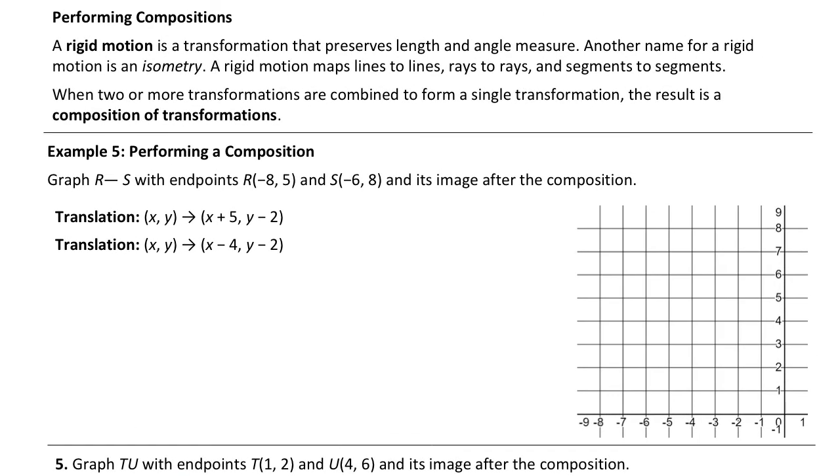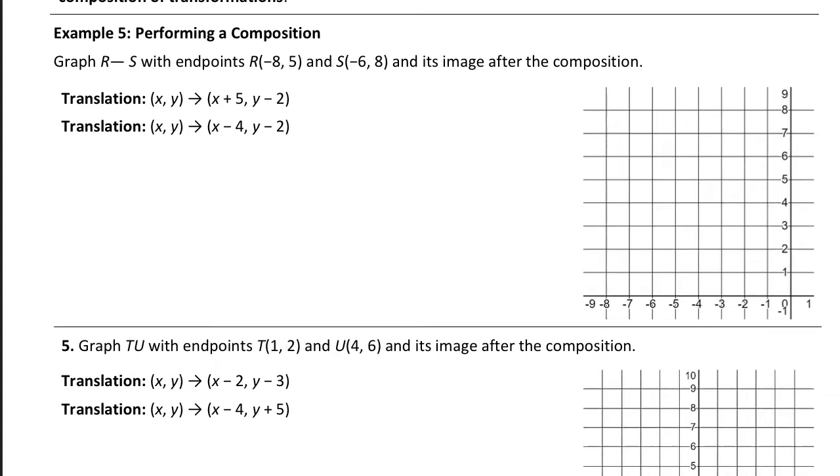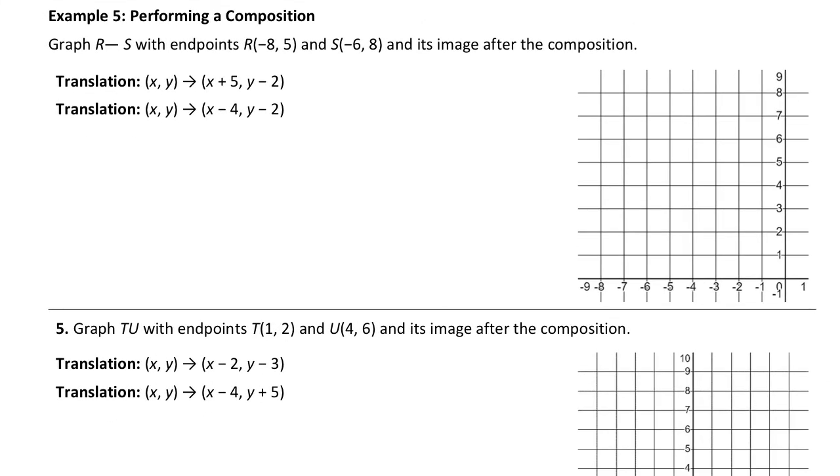So the final thing we're going to work on is performing compositions. Compositions are multiple transformations happening at the same time. And all of these transformations we've talked about so far are rigid motions. A rigid motion basically means that whatever gets transformed doesn't change the size or the shape of the object. Okay? A rigid motion is also called an isometry. So these are isometric, meaning they do not change. Okay? So we're going to handle a composition, and I'm going to explain a shortcut to handling these compositions.